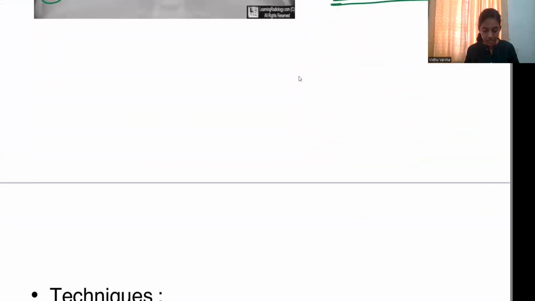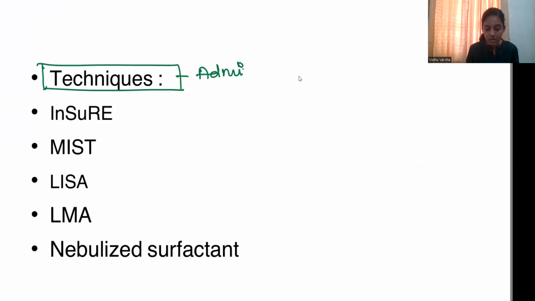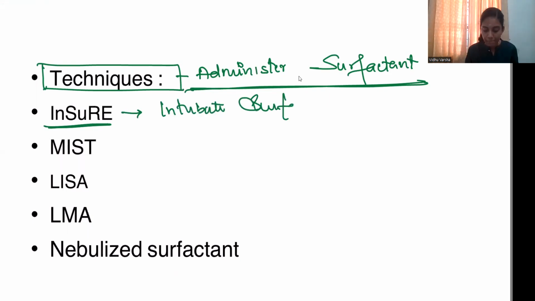Next, these are the techniques in which you are going to administer the surfactant. This was one of your INI-CET 2024 questions also, right? INSURE is used mainly in a child with respiratory distress syndrome because it is a technique to administer your surfactant. That is, INSURE is nothing but intubate, surfactant, and extubate.